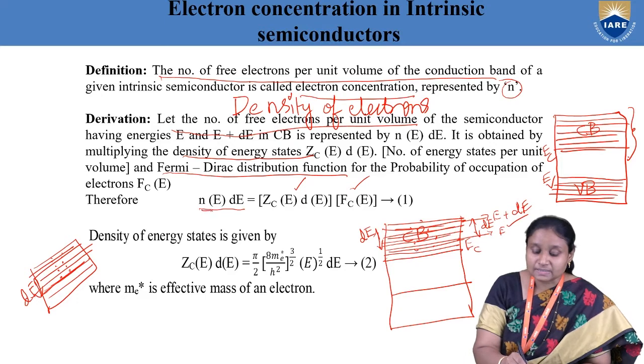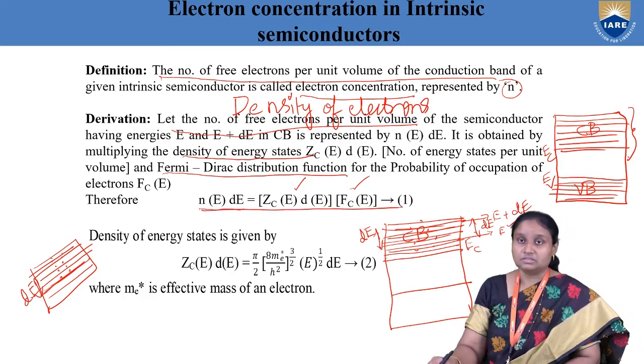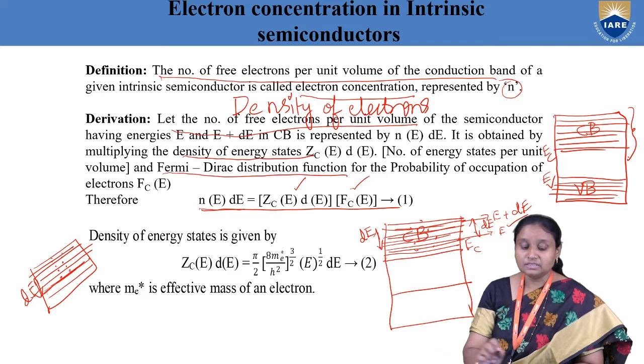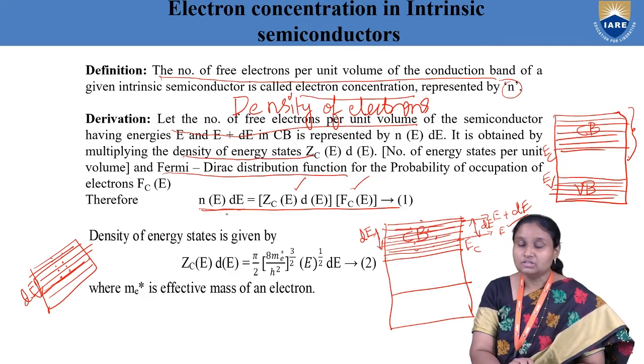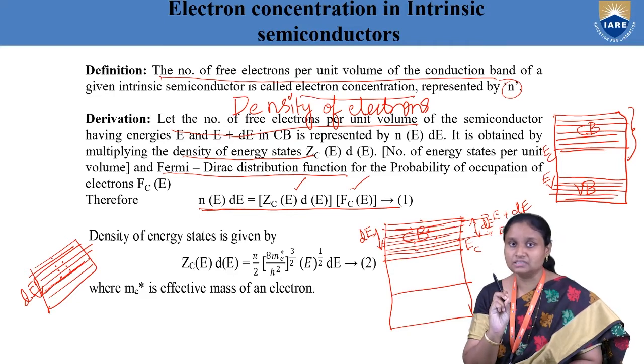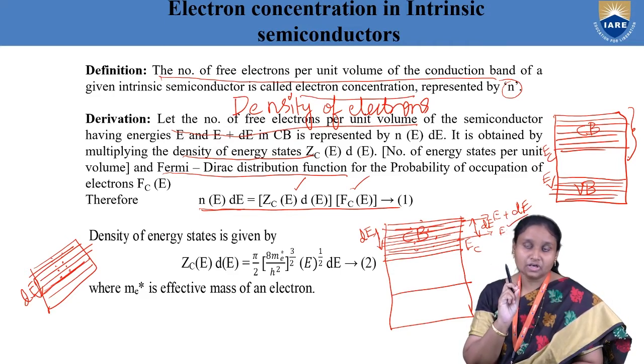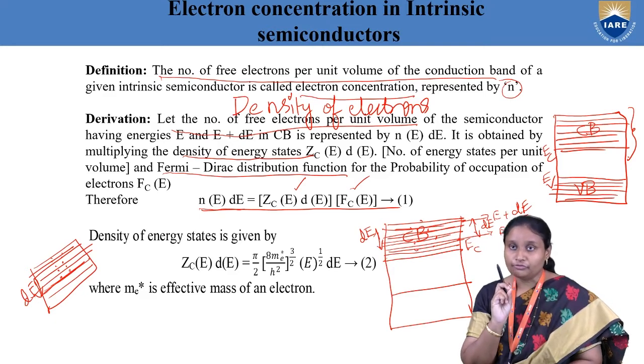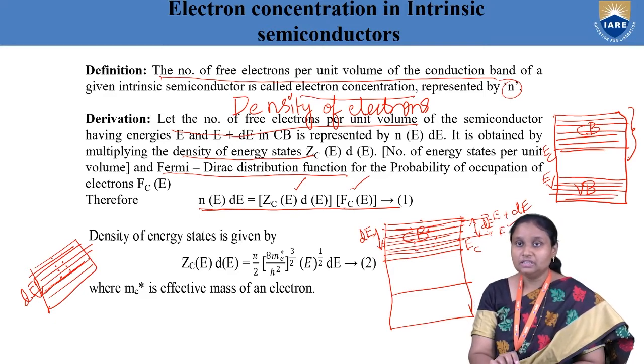So this is our first expression for the derivation of carrier concentration. What we have learned here is, in order to find the density of electrons, or number of electrons per unit volume in an energy interval dE, we are selecting a small set of energy states, which we call dE. To find it, we take two terms. The first term is the density of energy states in that particular energy interval dE, and then the probability of an electron sitting in a particular energy state is given by the Fermi-Dirac distribution function.